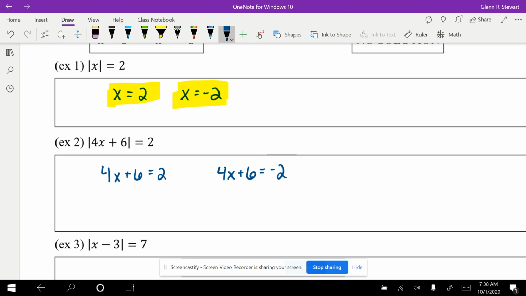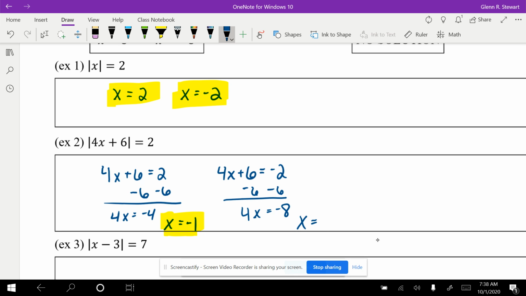Now I just have to solve each one individually. So from here, subtract 6, 4x is equal to negative 4, x is equal to negative 1. Subtract 6, 4x equals negative 8, x is equal to negative 2. Notice how my answers can be negative. That's fine, because if I plug them back into my absolute value equation, they'll become a positive number.